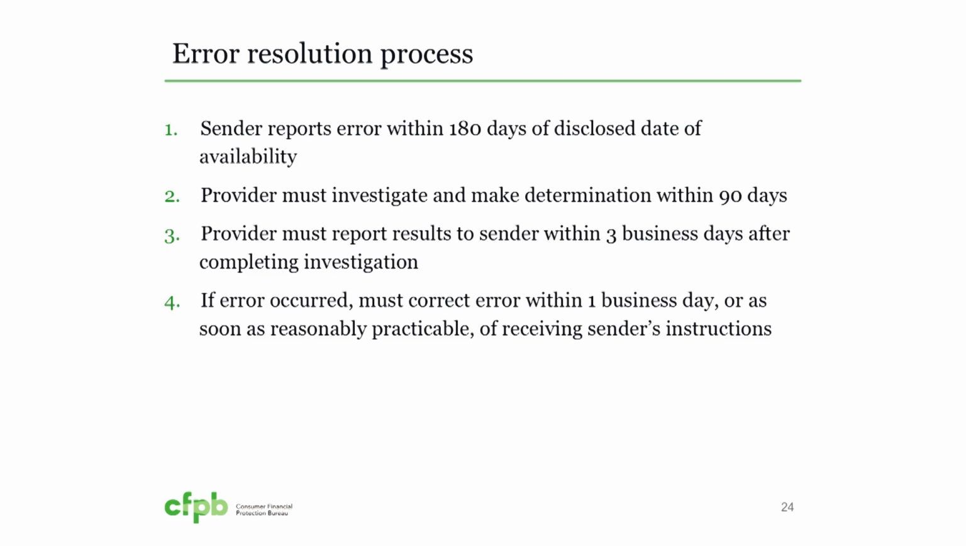This slide lays out the general timelines and requirements for the rule's error resolution process. Under the statute and the rule, the sender has 180 calendar days to report an error. As with cancellation, commentary to the rule explains that notice to an agent is deemed to be notice to the provider for purposes of lodging an error under the rule. As explained in the preamble to the February 2012 release by the Bureau, senders that have a problem or issue with particular transfers may contact the agent location that the sender used to send the transfer to resolve the problem or issue, rather than notifying the provider directly.